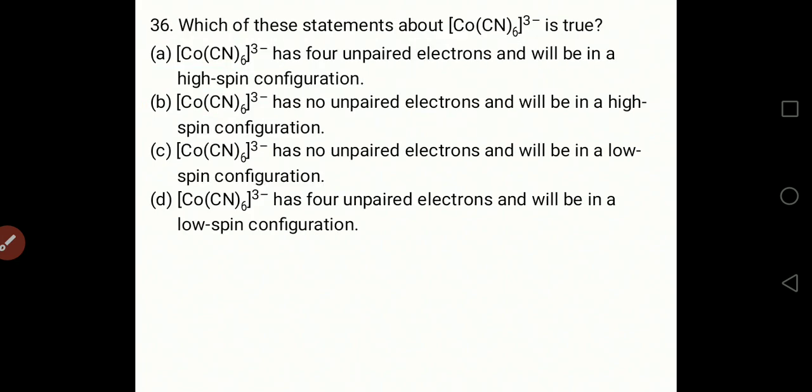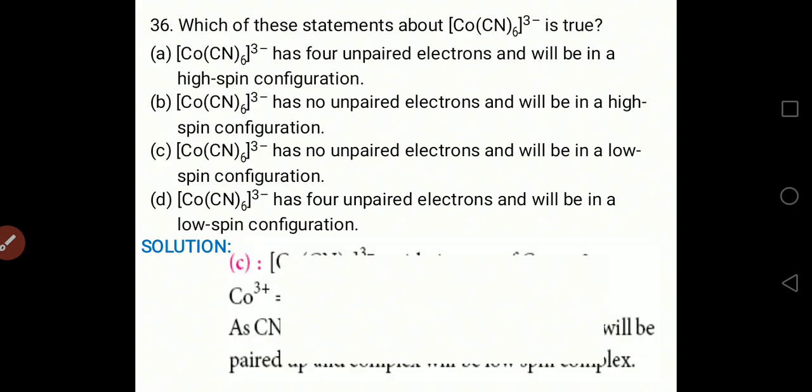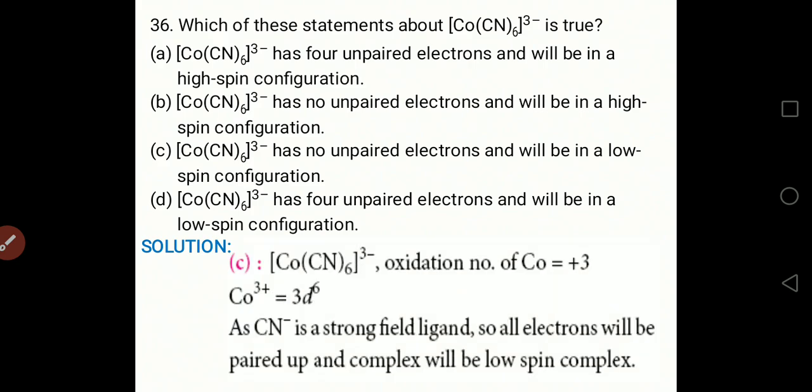36. Out of these statements, remember, [Co(CN)6]3- is true, they are asking. So now you can say CN is a strong ligand. Strong ligand means, remember, it will pair up the electrons, no unpaired electrons. When the pairing takes place, remember, it should be low spin configuration. So answer for this question is C.